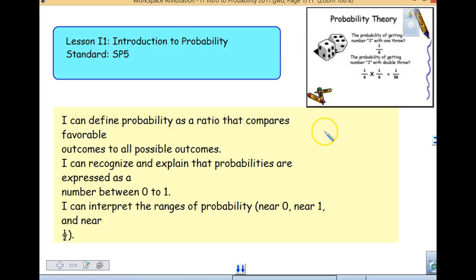Number between 0 to 1. I can interpret the ranges of probability in parentheses: near 0, near 1, and near 1/2. So when we talk about our probability, probability is going to be usually anywhere from 0 to 1. That's our range. It's not going to be more than that. And a lot of times we might even think of it as going from 0% to 100%.